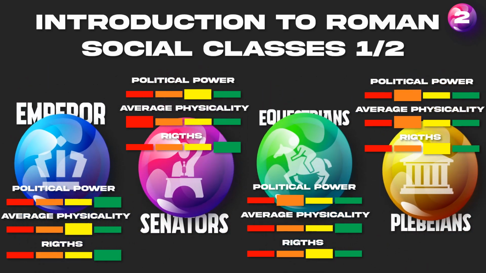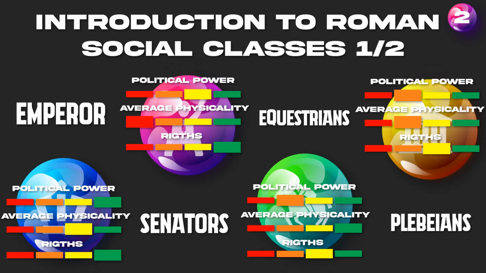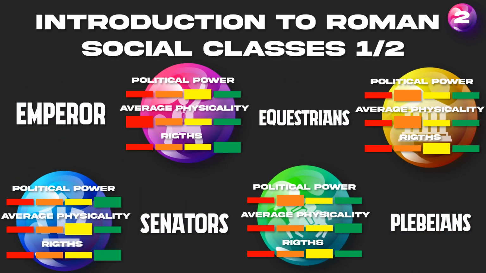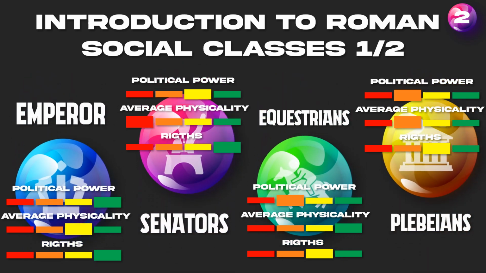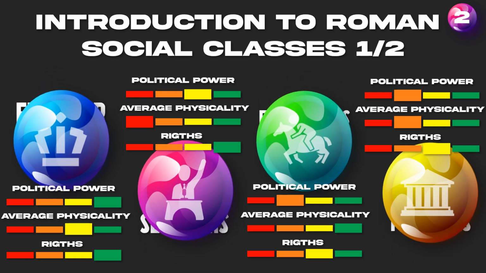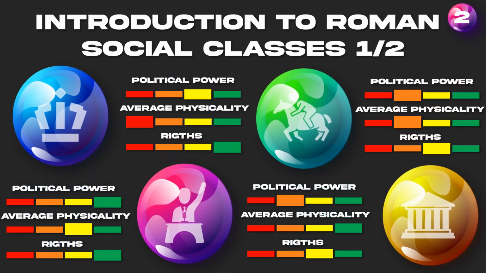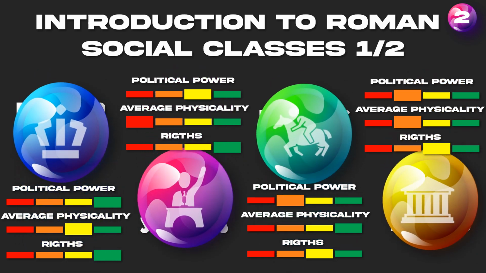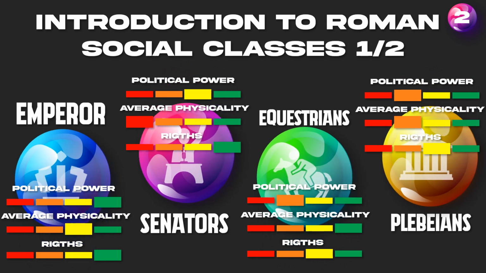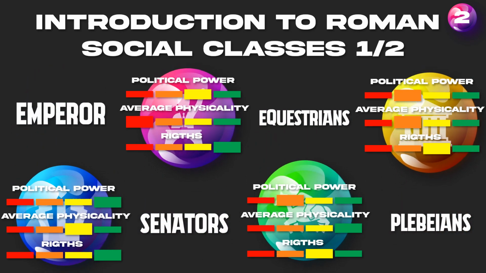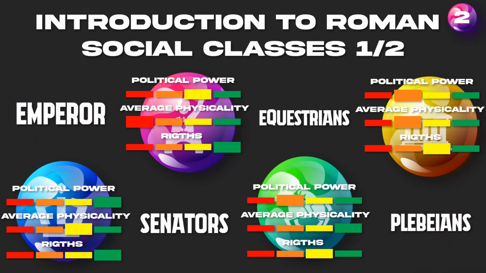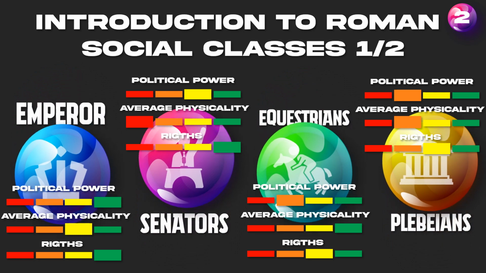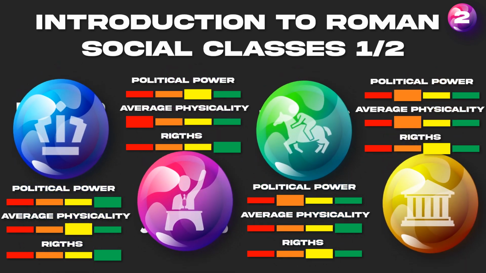For the Roman Empire, we'll be looking at social classes. First, the emperor leads the whole empire with all political power. The emperor has a good average physicality and all the rights. Second, we have senators, who have good political power, so they can help the emperor make decisions. Senators have a low average physicality because they do not belong to the army and are assisted all the time. They have all the rights and they can go to any public or private schools.